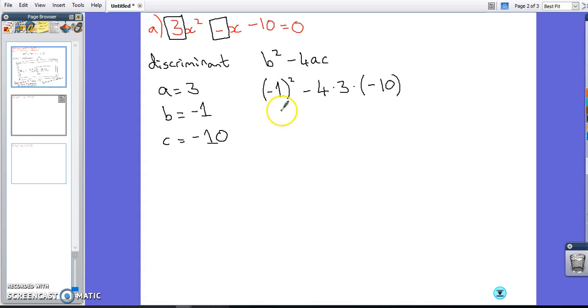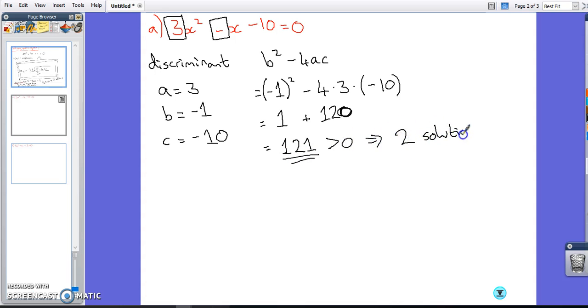So I have minus 1 squared is 1. Then I have minus 4 times 3, which is minus 12. Times by minus 10, well, a minus times a minus is a plus, so I have 1 plus 120, sorry. So 1 plus 120 is 121. So my discriminant is greater than 0, so therefore I'm going to expect 2 solutions. So let's put it into our formula and see.